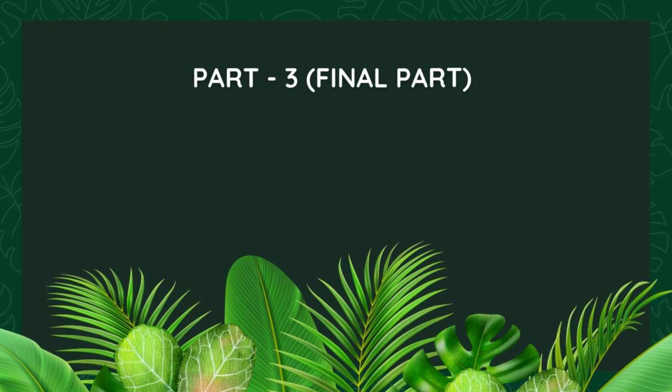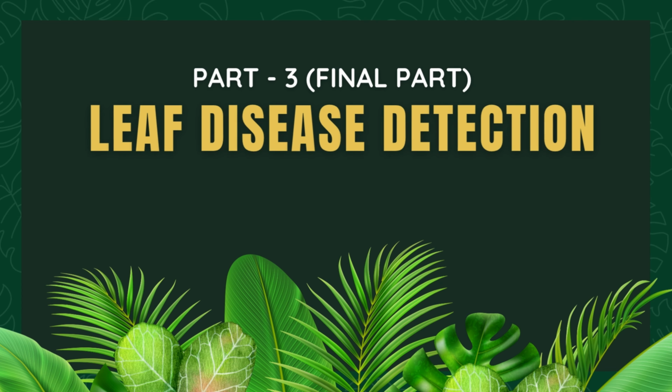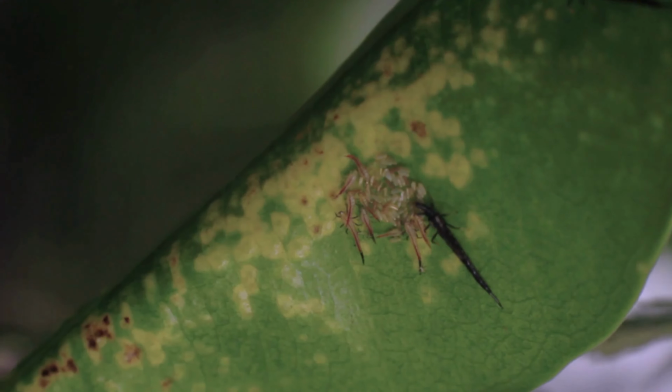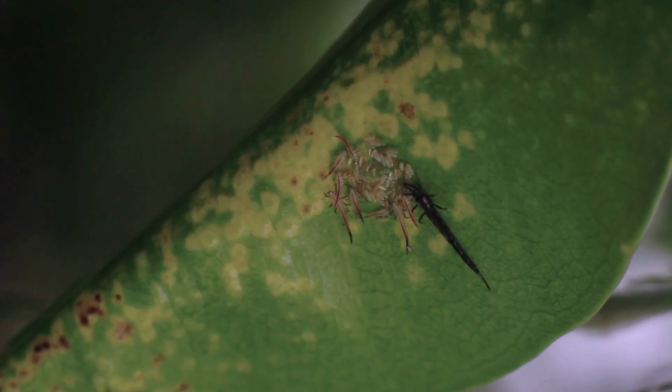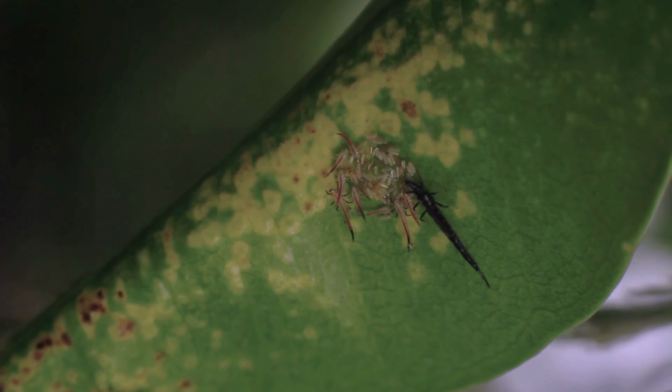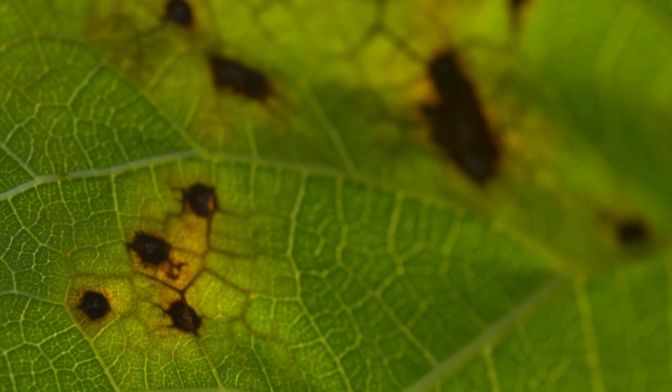Hey everyone! Welcome back to the final part of our leaf disease detection project using deep learning. This project helps identify diseases in plants by analyzing leaf images. It's useful for farmers, researchers, and anyone interested in smart agriculture.